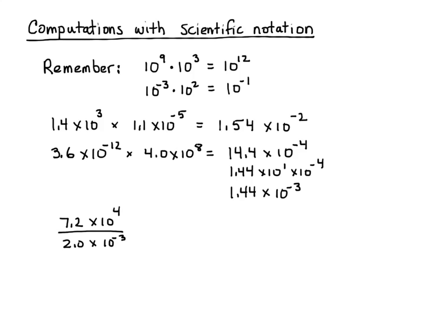And we can do division as well. So in this case, what we're going to do is take 7.2 divided by 2, and that'll be 3.6, and then times 10 to the 4 minus -3. So we get 3.6 times 10 to the 7th. So we're kind of doing two calculations here. One is on the number, and the other one is on the power of 10. And we make adjustments whenever we need to.